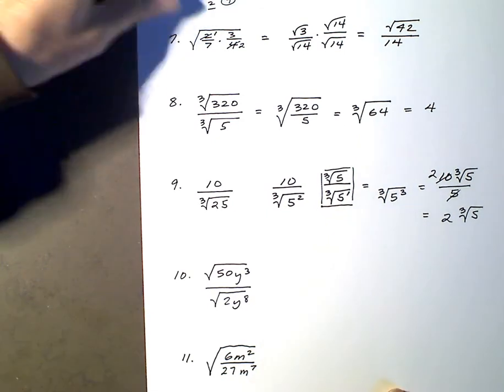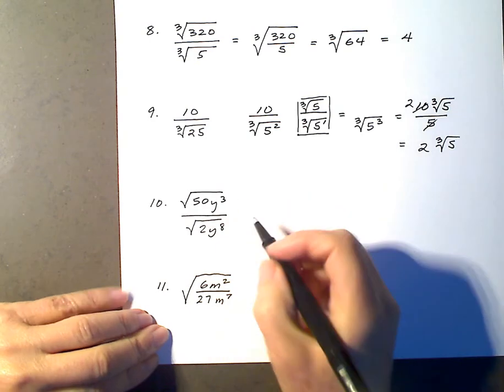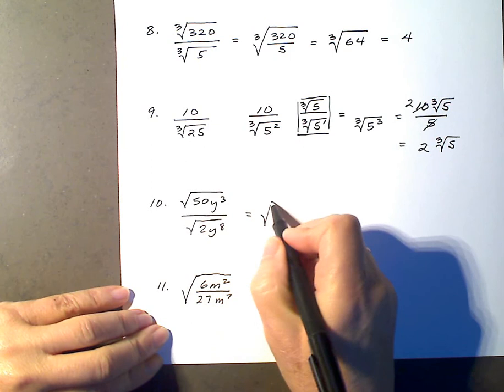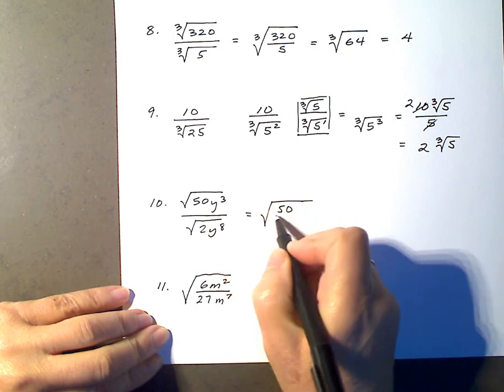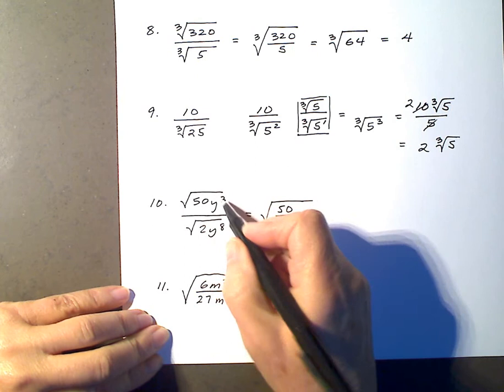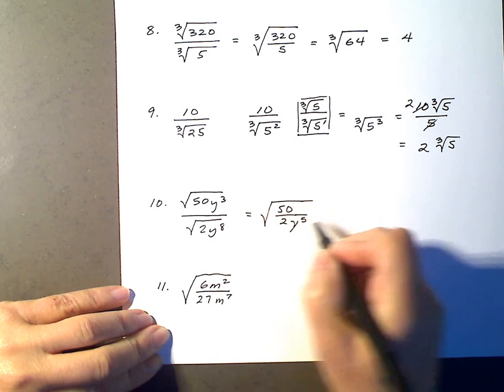Kind of similar with number 10. I can put these back together and simplify the y's at the same time. So this is the square root of 50 divided by 2, which is, well, I can look at it all under one root like this. And simplify the y to the third over y to the eighth. We'll leave a y to the fifth down here.